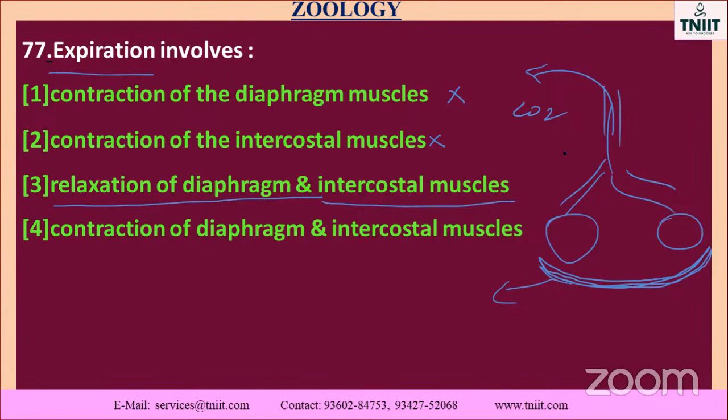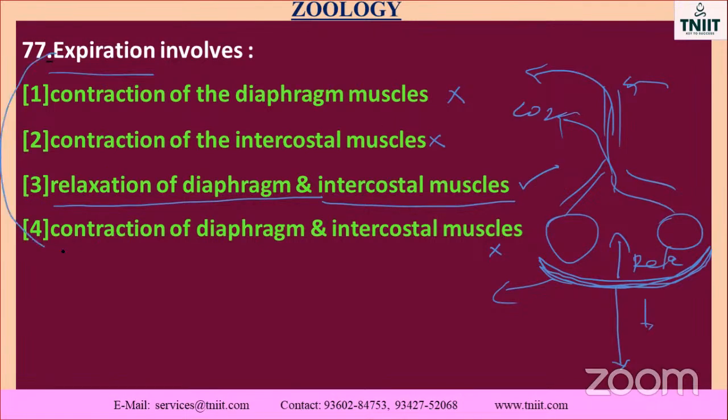Okay. During inspiration, when you are inhaling, what happens? It comes down. During expiration, what happens? It comes up. So this is called relaxation. And this one is called what? Contraction. So the contraction of the diaphragm and intercostal muscles is the wrong answer. Which one is the correct one? Relaxation of the diaphragm and intercostal muscles is the correct one.